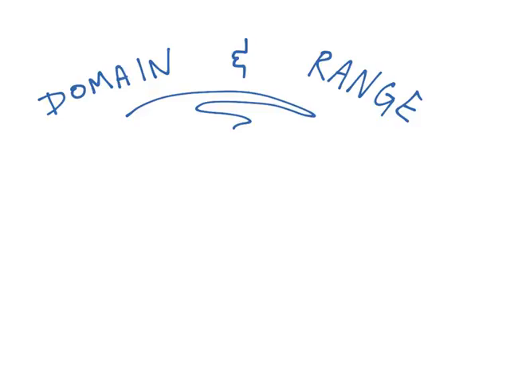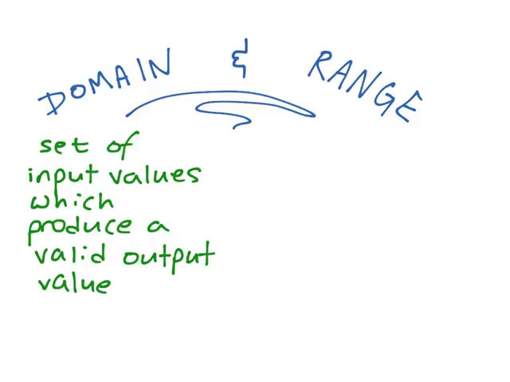We define the domain of a function to be the set of all possible input values which produce a valid output for that particular function. So, we can also think of domain as the set of possible x values. Range, on the other hand, is the set of all possible output values of the function, which can be thought of as the set of possible y values.